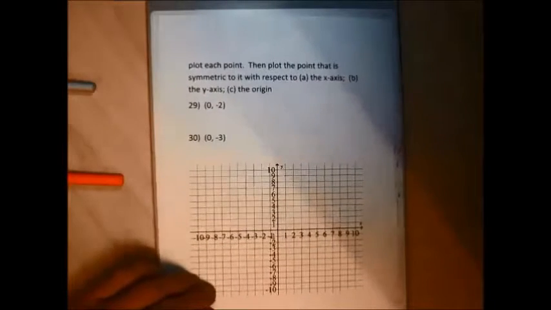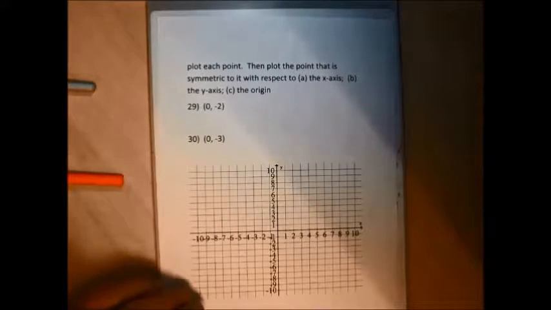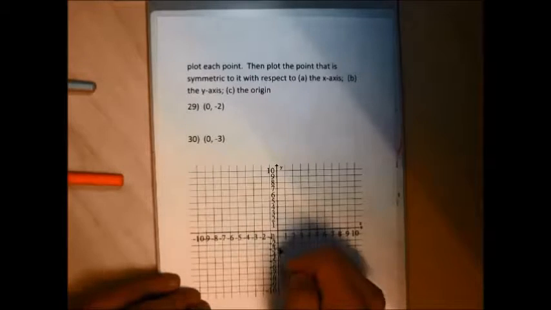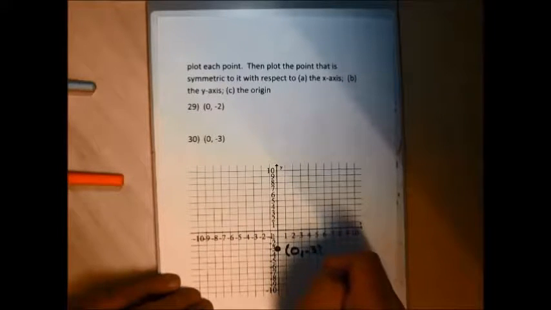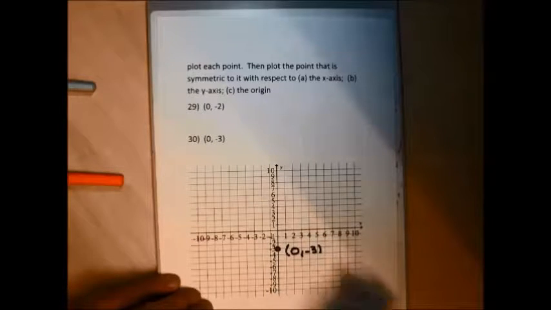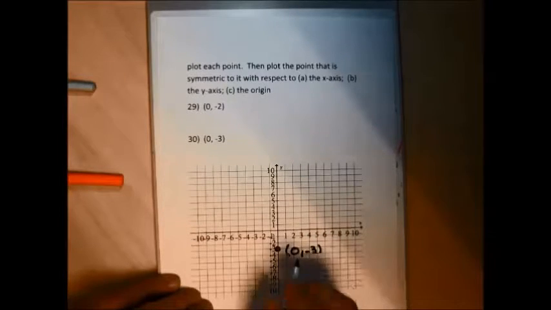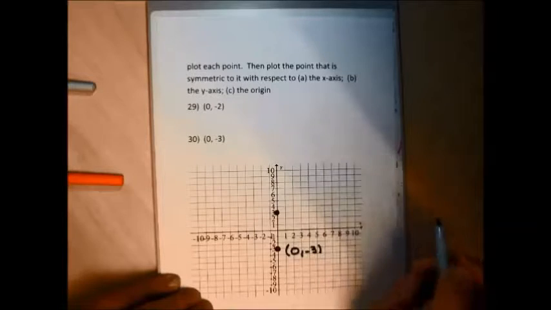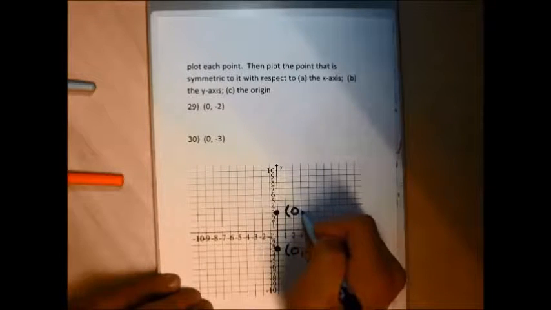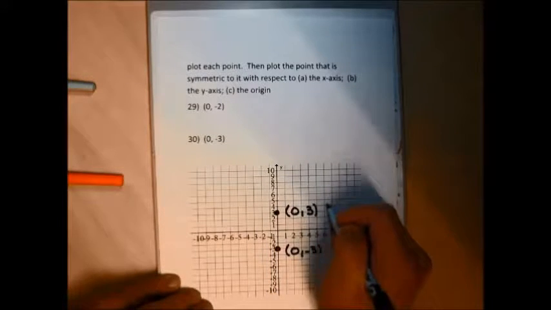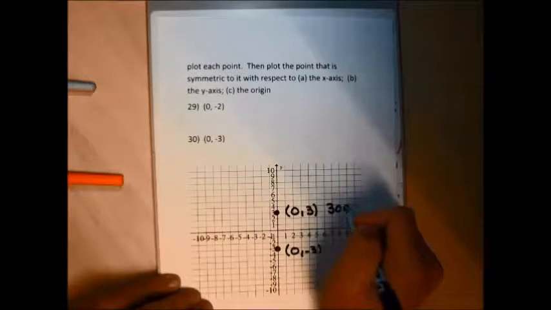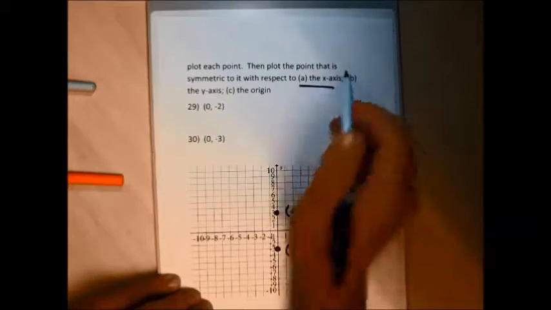29 and 30. For 30, I'm going to plot the point (0, -3). For part A, for the symmetric point about the x-axis, I change the sign of the y. When I change the sign of the y, I get a +3, and the point turns into (0, 3). This is going to be my answer to 30A.